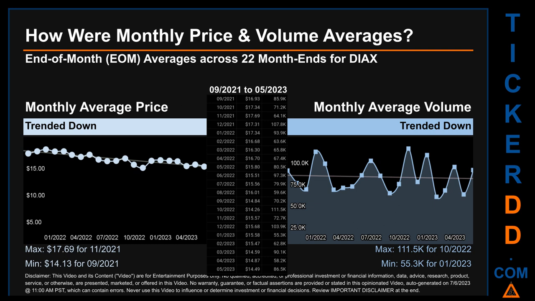How were price and volume averages for DIAX? Across 446 trading days, there were a total of 22 month ends, of which monthly averages for daily price and volume were calculated. Overall, monthly price average trended down while monthly volume average trended down. The maximum end-of-month average price was $17.69 for 11/2021 while the minimum was $14.13 for 09/2021. Looking at volume, 10/2022 and 01/2023 respectively saw the highest and lowest monthly average volume at 111.5 thousand and 55.3 thousand.